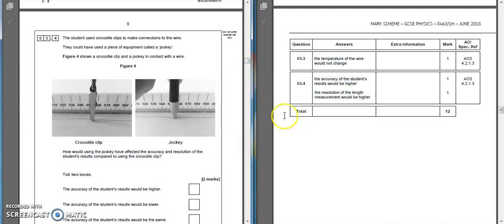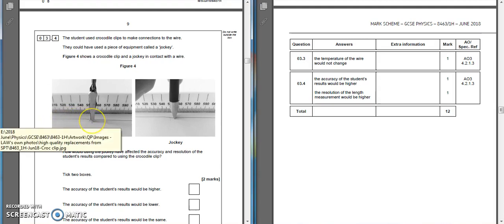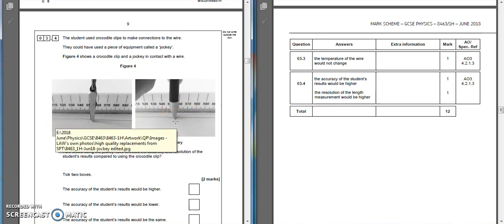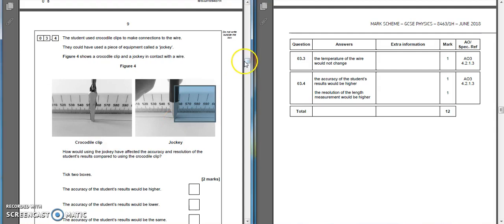As I mentioned earlier, this is the suggestion they've got as 2 alternative ways of changing the measurement, and it's a nice picture here showing you. Here you've got the crocodile clip, which has got quite a broad nose, and it can be a little bit ambiguous as to which point you're measuring to, so you might get an error in your measurement. With your jockey here, it's much sharper, to the point, and you can measure on your ruler to exactly which point you think it is that you're measuring the distance.